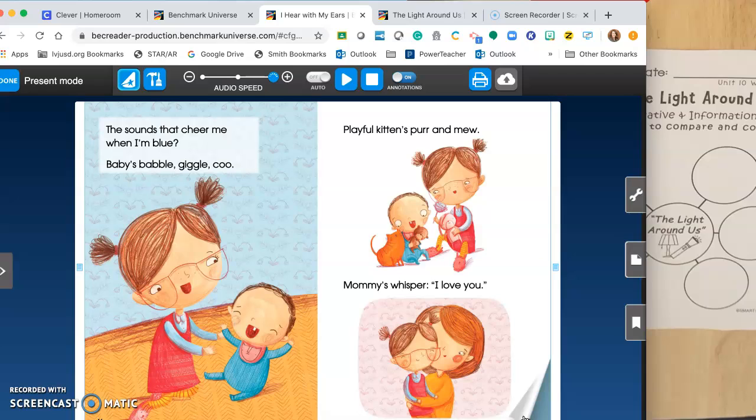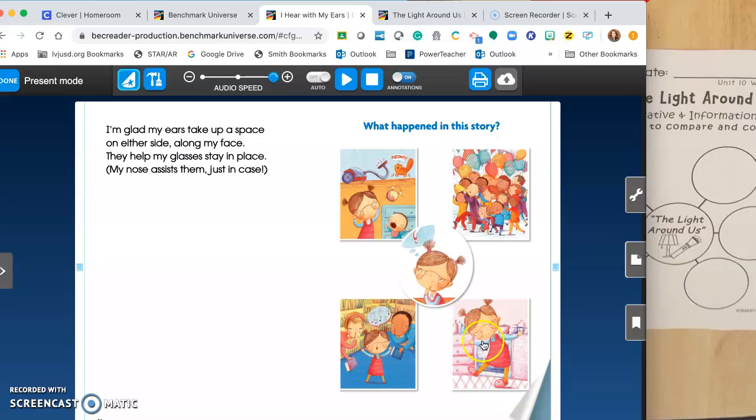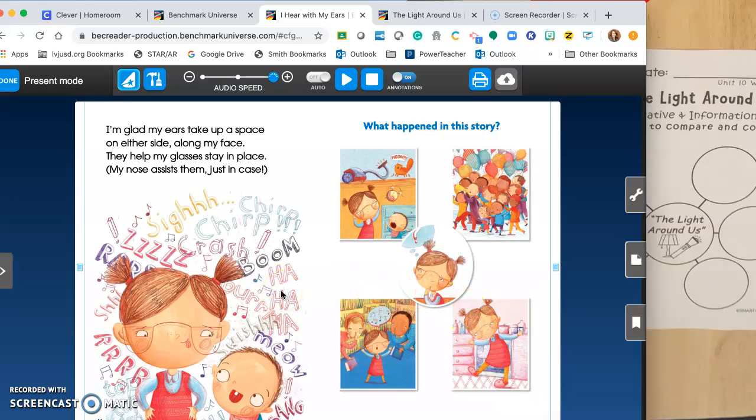The sounds that cheer me when I'm blue. Babies babble, giggle, coo. Playful kittens purr and mew. Mommies whisper, I love you. I'm glad my ears take up a space on either side along my face. They help my glasses stay in place. My nose assists them, just in case.